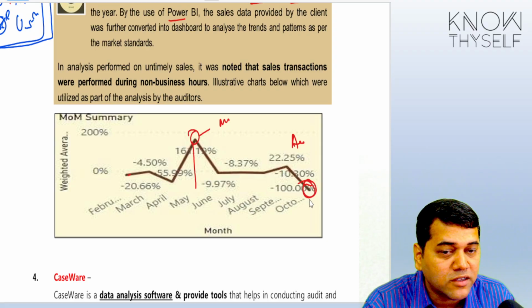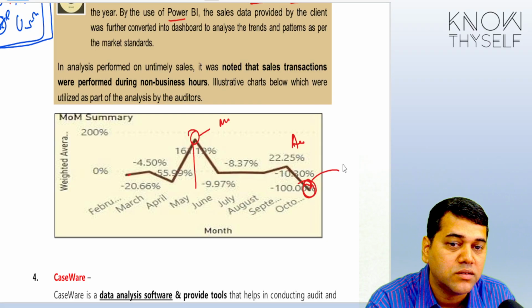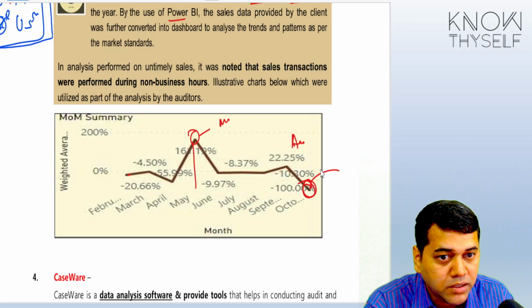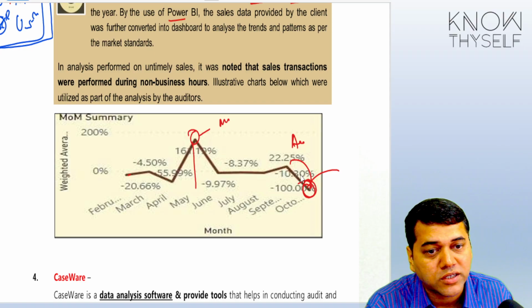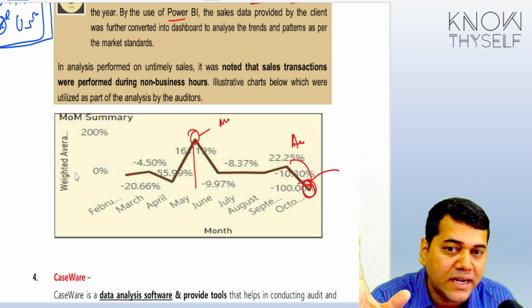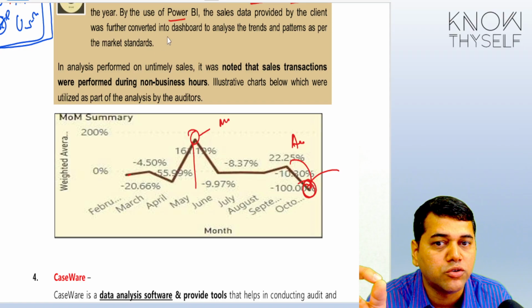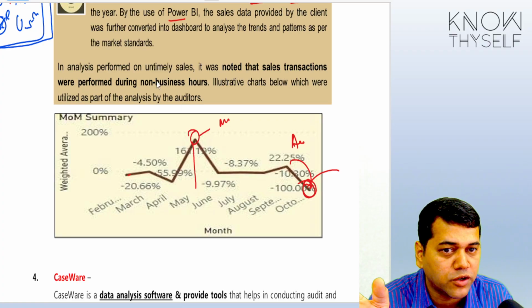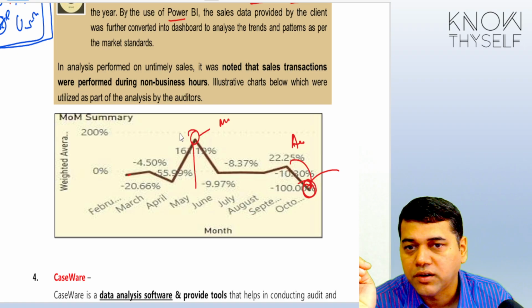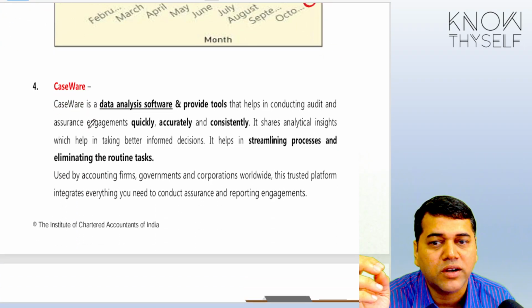Then suddenly no sales only, because do you want to shift it to the next month? Next quarter the sales are going to happen, or did you shift it in the previous quarter? So many patterns you can understand if you come to know about a particular tool, if you are going to use this. Okay, and the last one you have got Caseware.